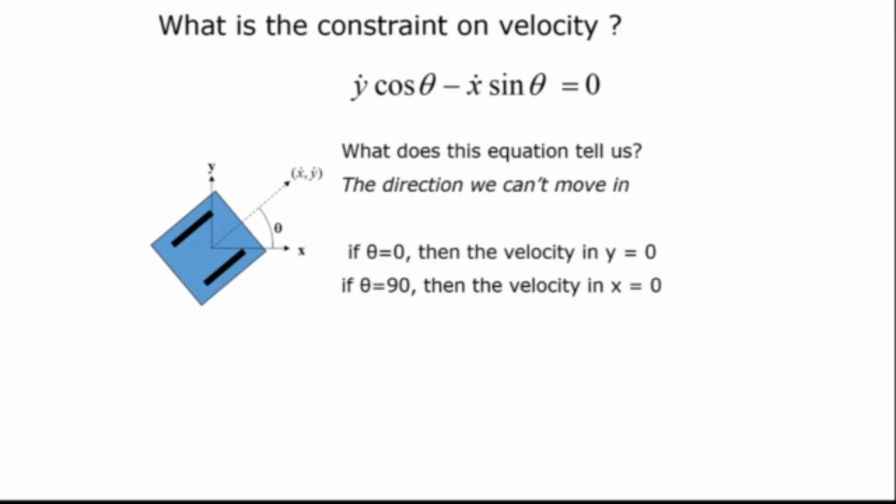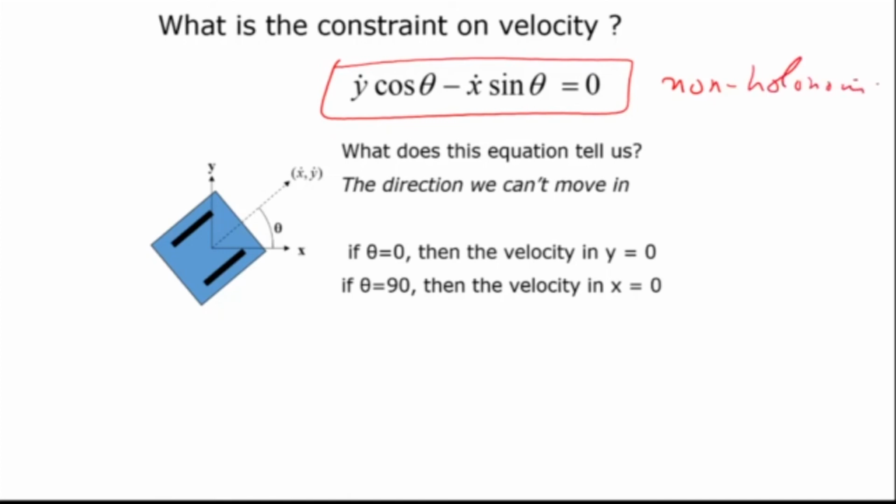Now, what does this equation actually tell us? First of all, it is a non-holonomic constraint. It is a velocity constraint. What else does this equation tell us? That there are some directions in which we cannot move. I said the car cannot move sideways, but how can you say that in terms of the equation?